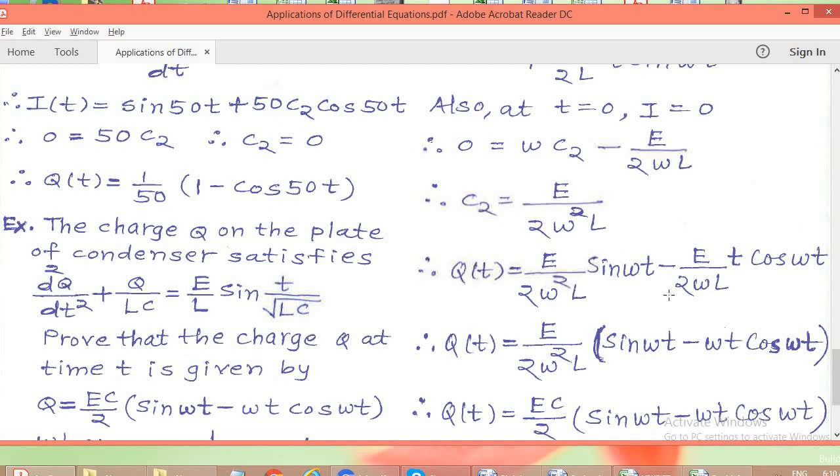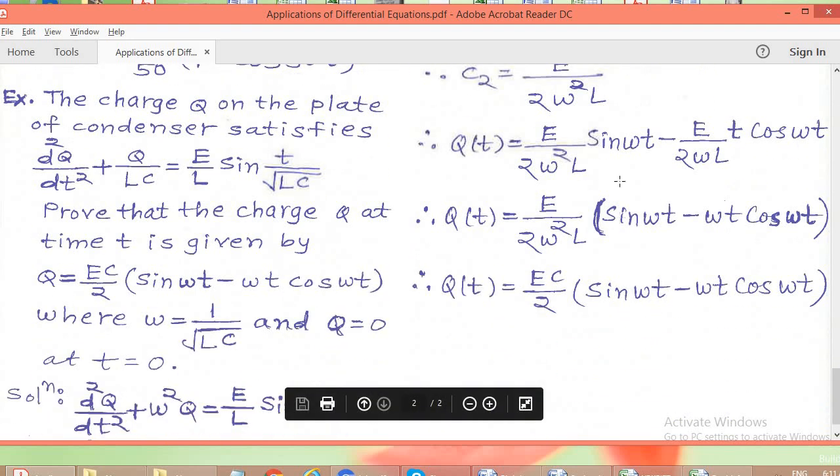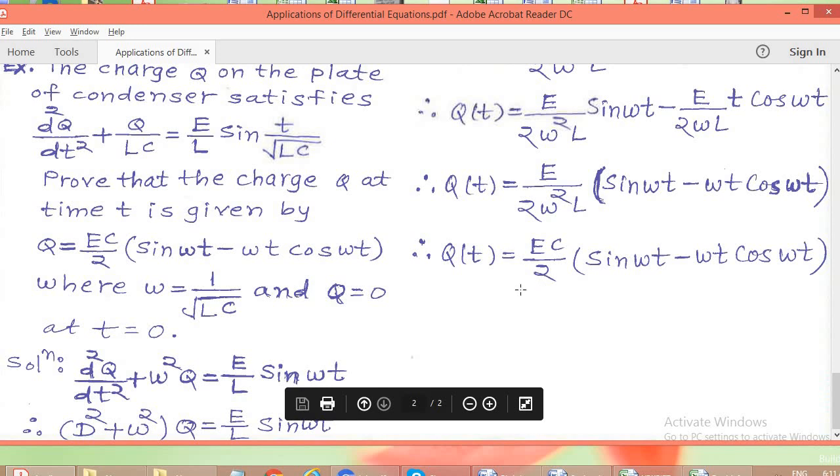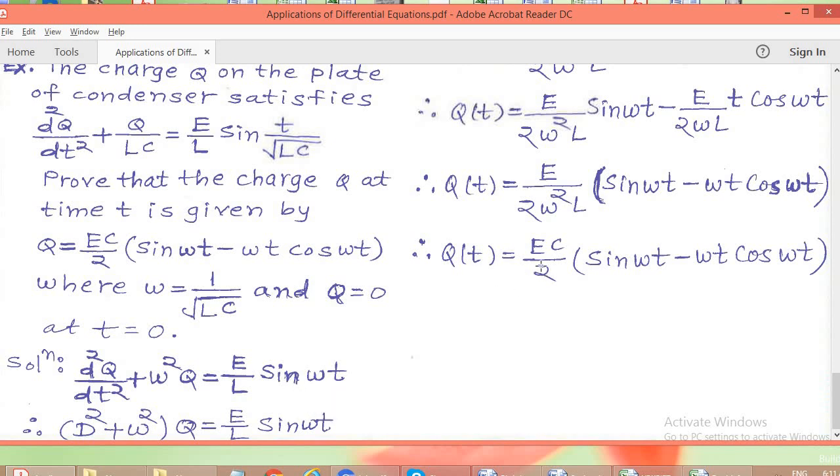And thus q is equal to E upon 2 omega squared L sin omega t minus E upon 2 omega L t cos omega t, and let us simplify this. Finally we are getting q as a function of t equal to E upon C times 1 upon 2 times sin omega t minus omega t times cos omega t.